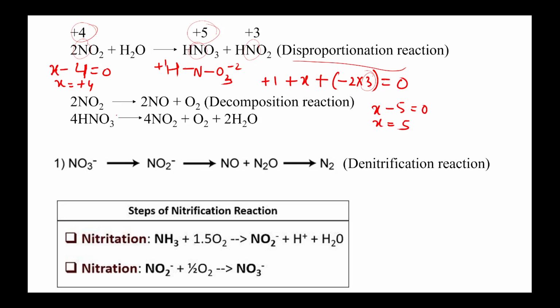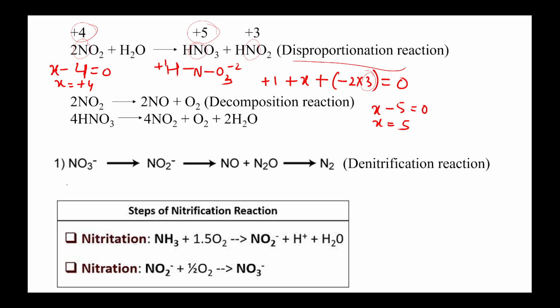Then coming to denitrification, I told you denitrification is exactly opposite of nitrification. In nitrification, ammonia is getting oxidized into nitrites and nitrates. And in denitrification, nitrates and nitrites are getting reduced to nitrogen. Why am I saying reduced? If I ask you to calculate the oxidation state of nitrogen in nitrate, we have a charge of -1.